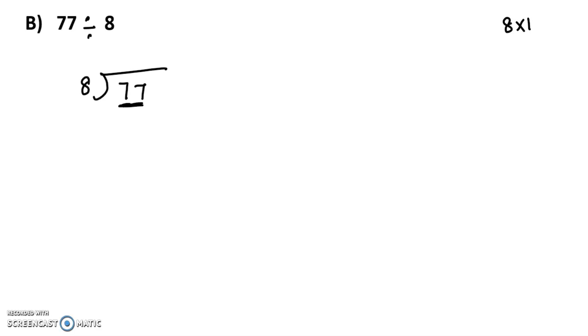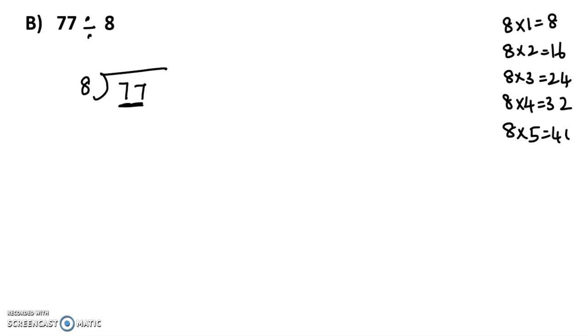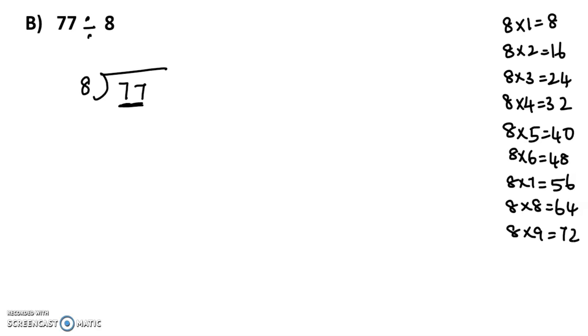So we'll write the 8 table, 8 ones are 8, 8 twos are 16, 8 threes are 24, 8 fours are 32, 8 fives are 40, 8 sixes are 48, 8 sevens are 56, 8 eights are 64, 8 nines are 72. So 77 will not come in the 8 table. So which is the nearby number? 72, because 8 tens are 80. So 8 nines are 72.